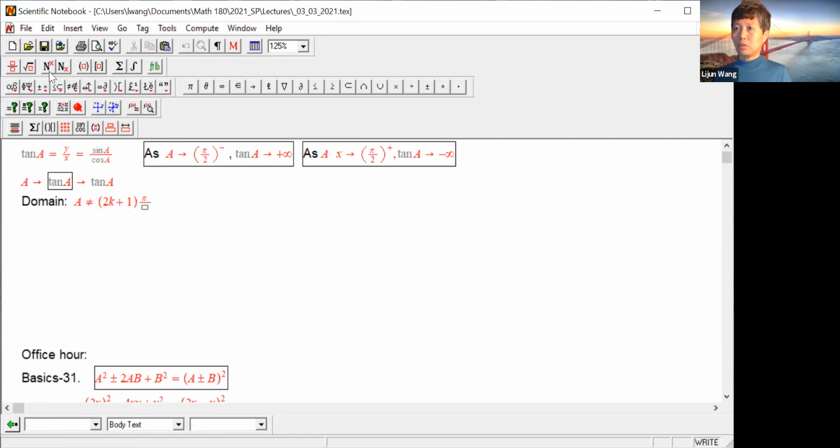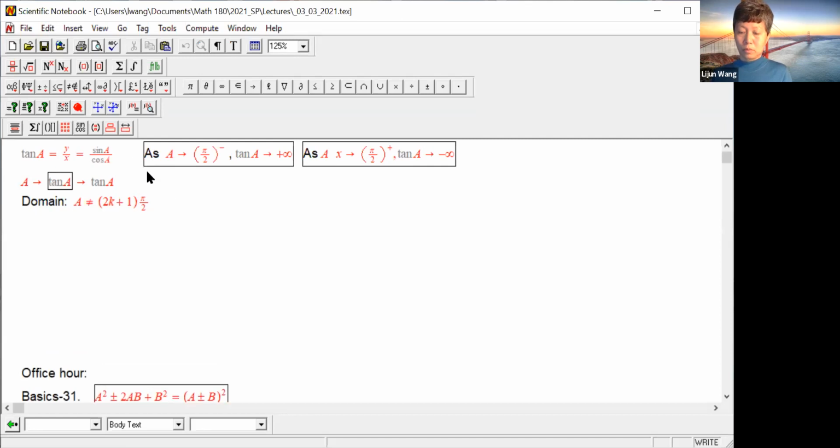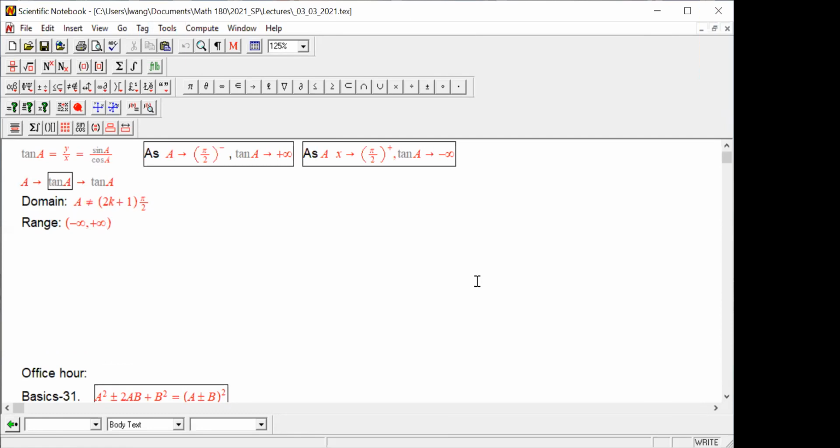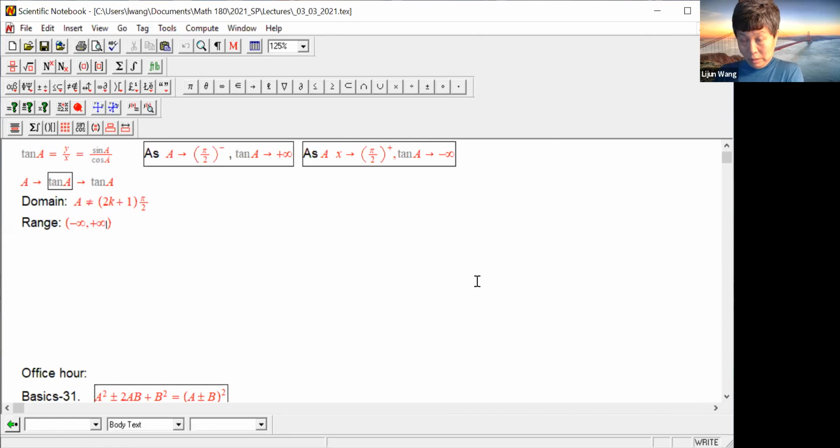And the range, what is the range? The range is all real numbers, right? Range is all real numbers. Negative infinity, positive infinity. I think that's what you meant, right, Carlos? Yes. Okay, thank you. Good job. So that's about tangent.